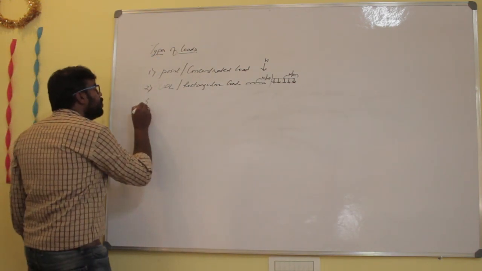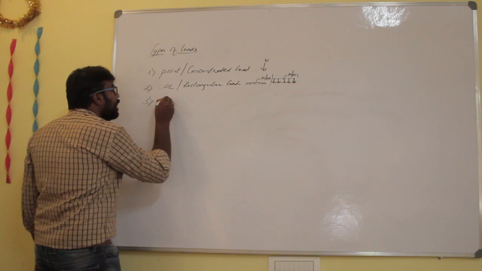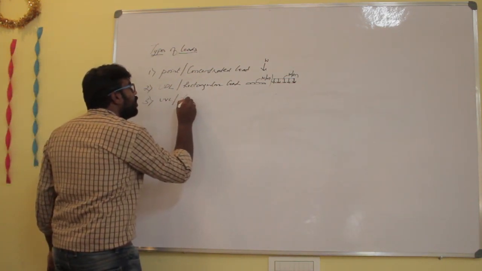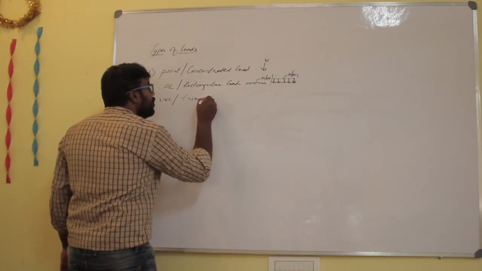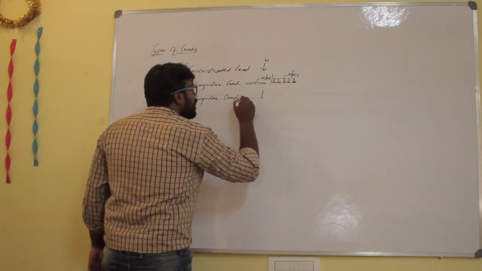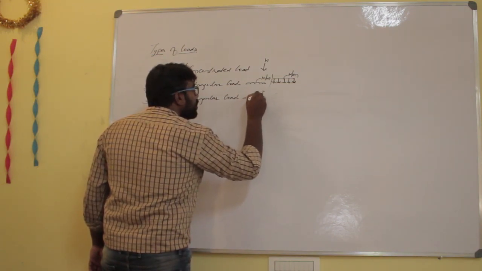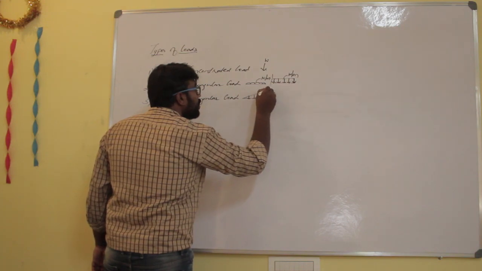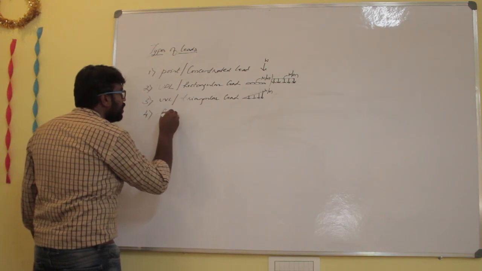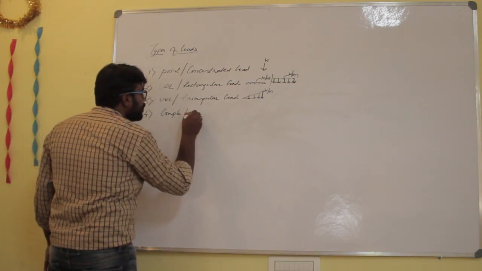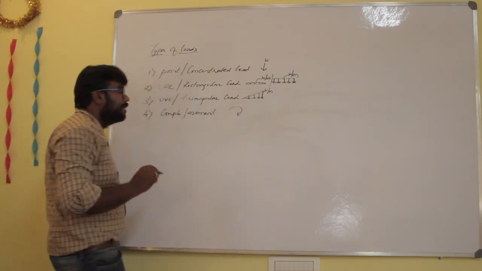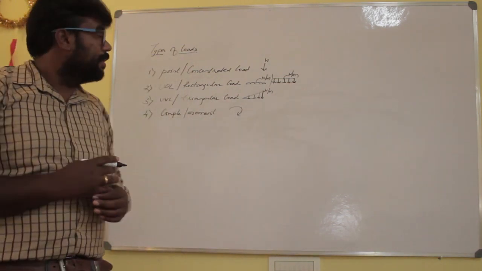We have one more load, UVL, uniformly varying load, or also called a triangular load. It is represented like this. One more load is a couple or a moment. It is represented like this, either clockwise or anti-clockwise, depending.